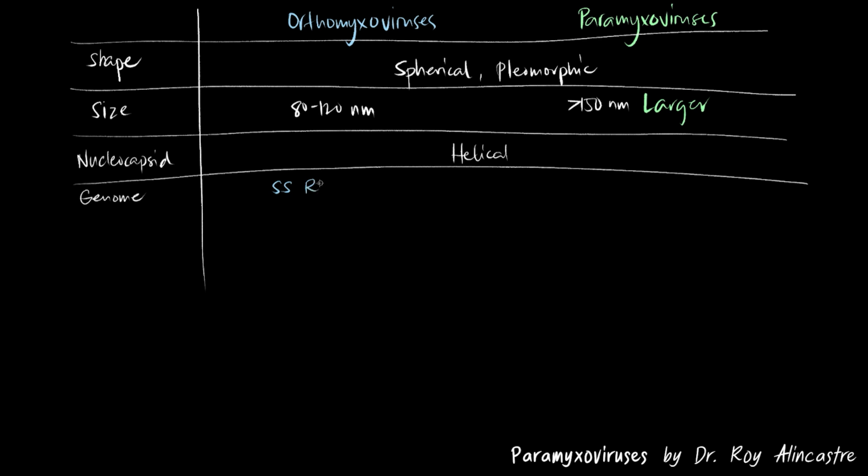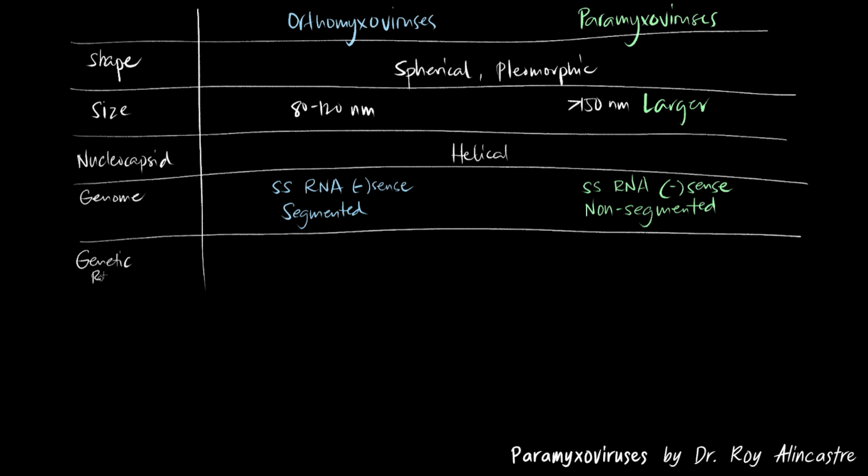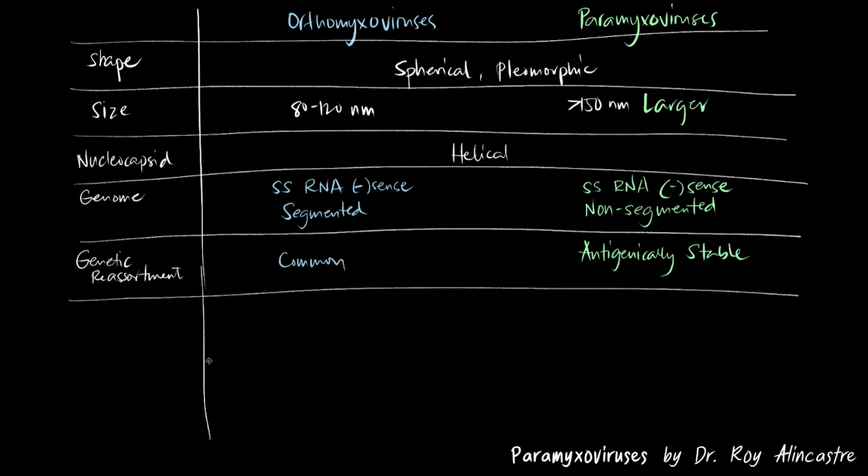But orthomyxoviruses have segmented RNA, while the paramyxoviruses' RNA strands are non-segmented. Because it is non-segmented, paramyxoviruses are more antigenically stable, meaning it is unlikely to undergo frequent genetic reassortment. Well, none has been reported so far. Of course, you know that genetic reassortment is common in orthomyxoviruses, which leads to antigenic drifts and shifts.